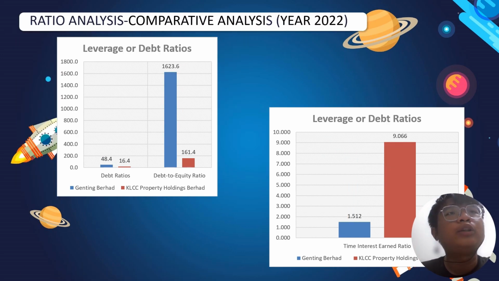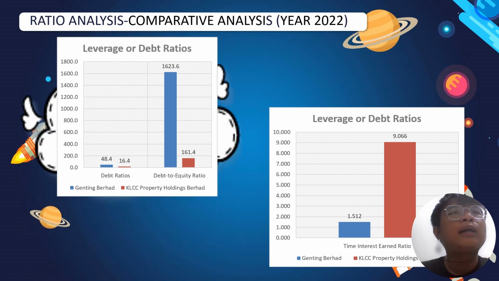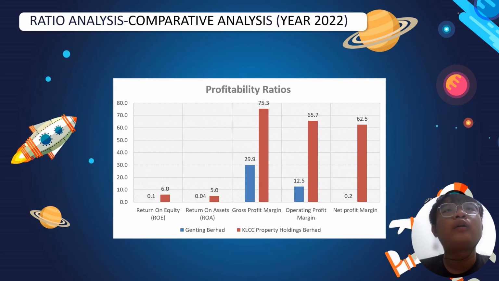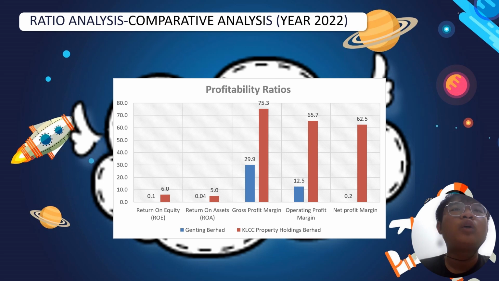Third is leverage. The leverage shows that in the debt ratio and debt to equity ratio, Genting Berhad is higher than KLCC Property Holding Berhad. And the times interest earned ratio is higher for KLCC Property Holding Berhad than Genting Berhad. And the last for year 2022 is the profitability ratio. The ROE, ROA, gross profit margin, operating profit margin, and net profit margin show that KLCC Property Holding Berhad is higher than Genting Berhad.